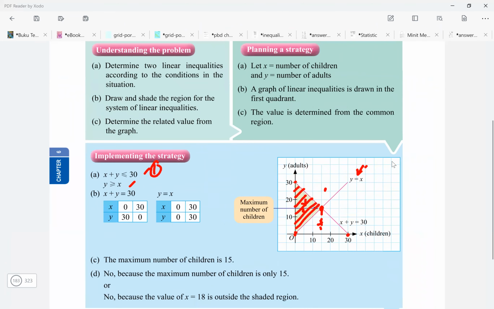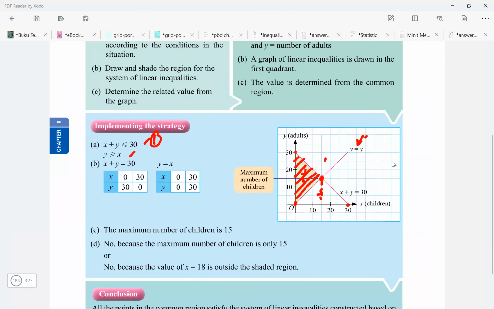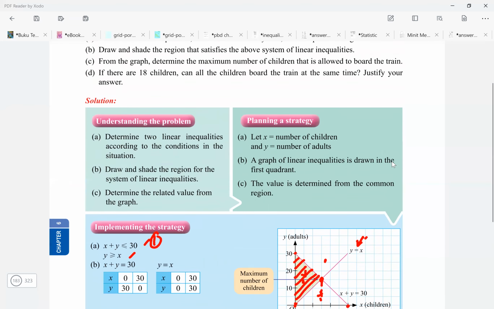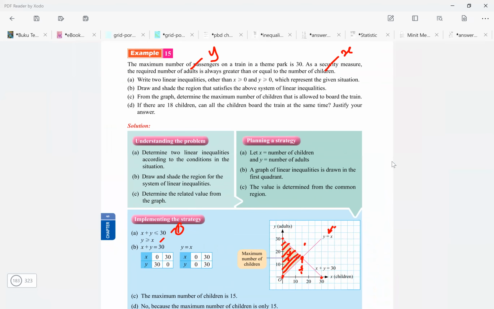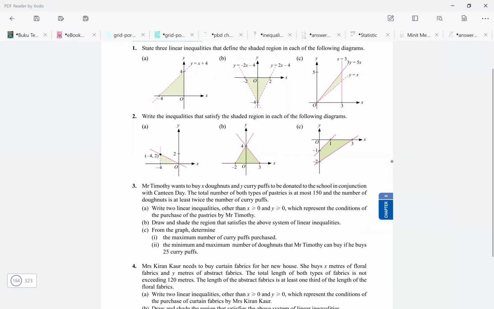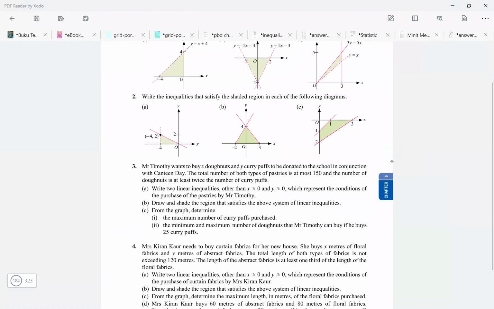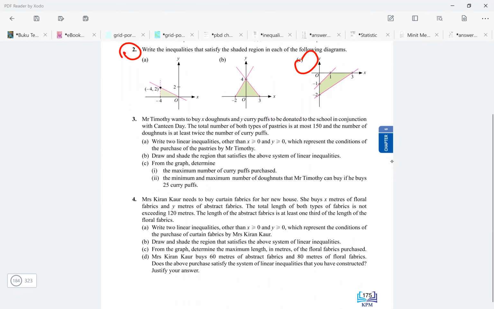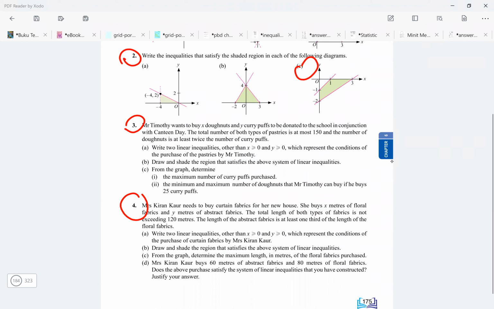All right, so that's it for this one. Actually, it's not that difficult, it's quite easy. Maybe later you can try question 2C, and then questions 3 and 4. For these two questions, 3 and 4, you need to have your graph paper and draw on your graph paper.